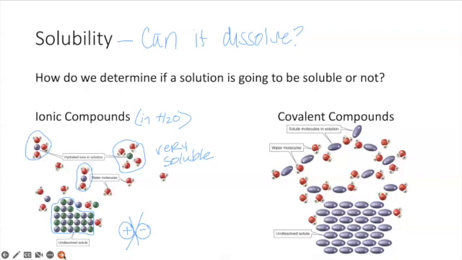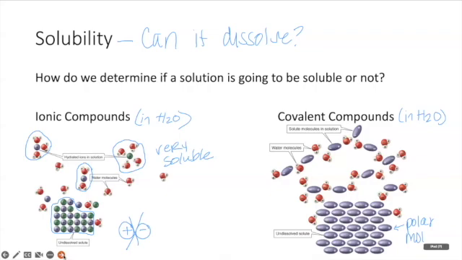Covalent compounds are a little bit more tricky. And again, this example is in water. So in this covalent compound, we have a polar molecule, and we know it's polar because, again, it has these ends of positive and negative. It has these dipoles.